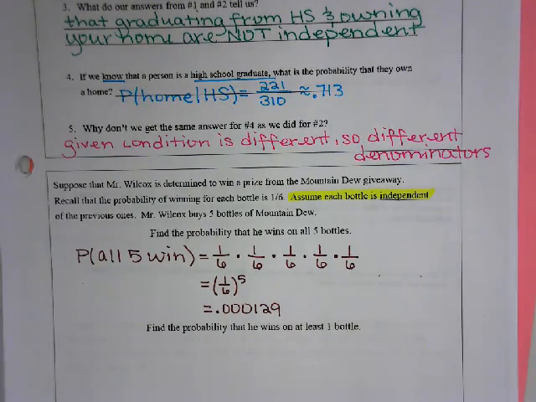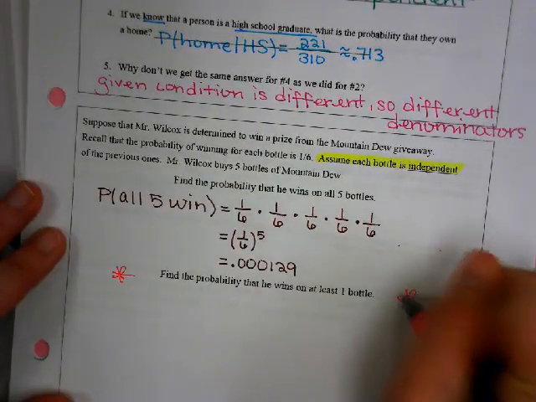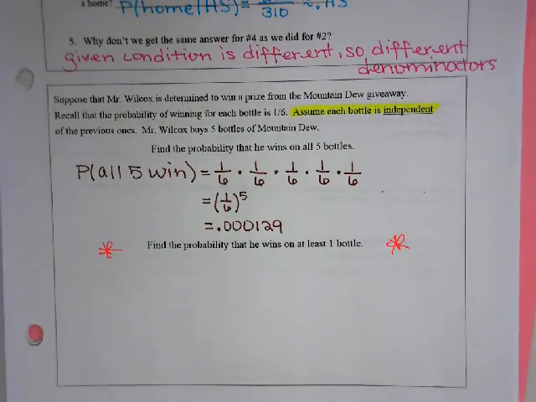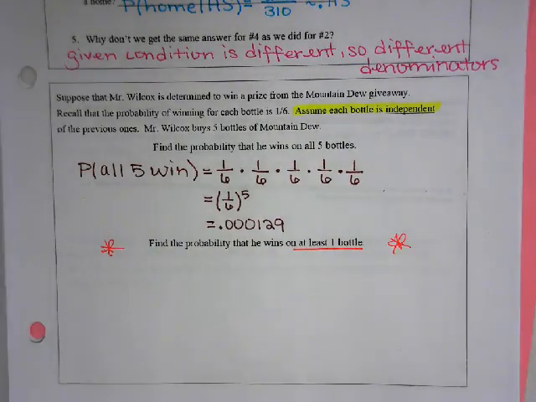All right, now we're going to find the probability that he wins on at least one bottle. And this is the last rule. It's not a rule in your textbook, but the question of at least one happens so often that I felt like it needed its own rule. What does it mean when we say at least one? One or more. So he could win on 1 bottle, he could win on 2, he could win on 3, 4, or all 5.